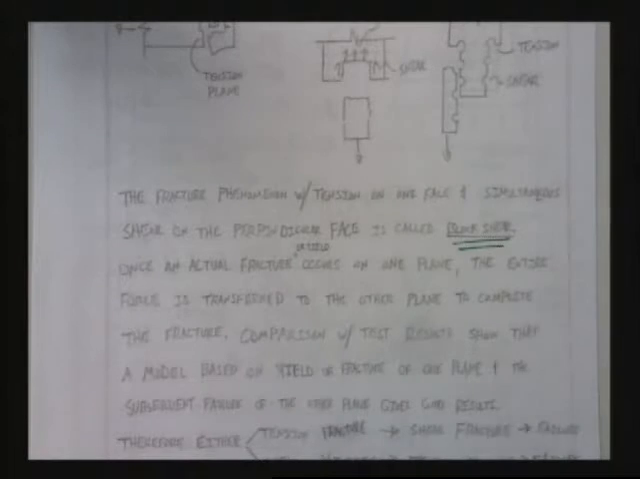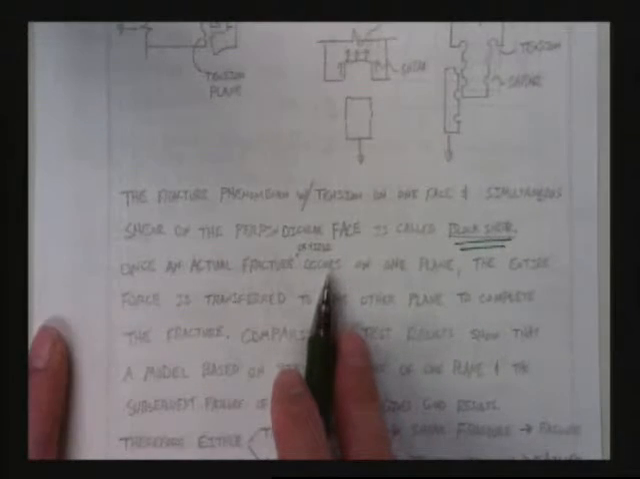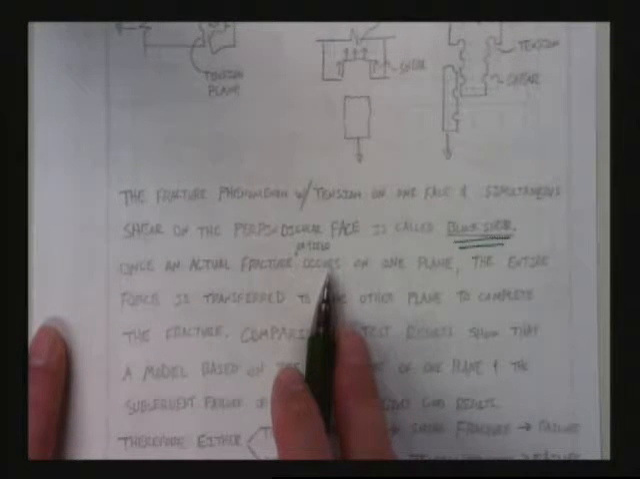Once an actual fracture or yield occurs on one plane, the entire force is transferred to the other plane. What I'm trying to say here is that once stiffness is lost in one area, the load's going to try to find a way to survive, right? The structure's going to try to find a way to survive, right? And if it can, it will find another plane, right?